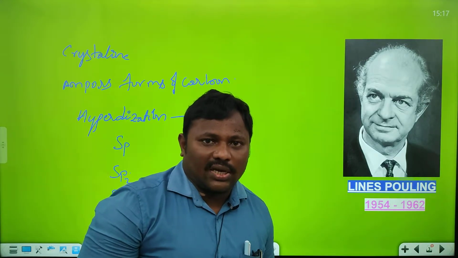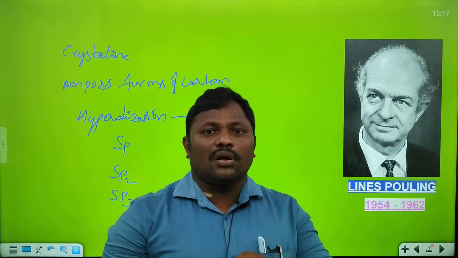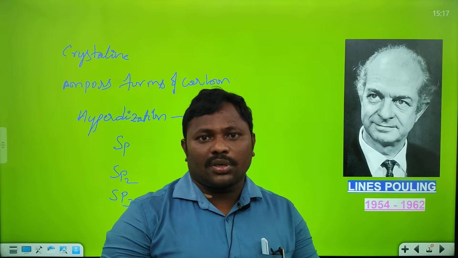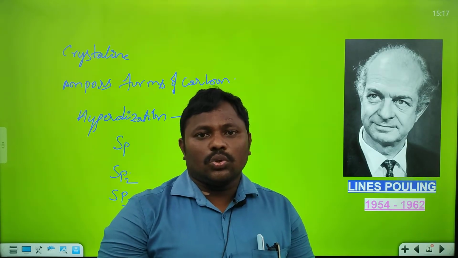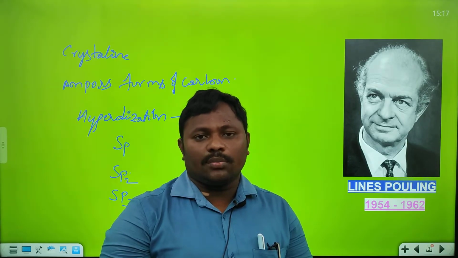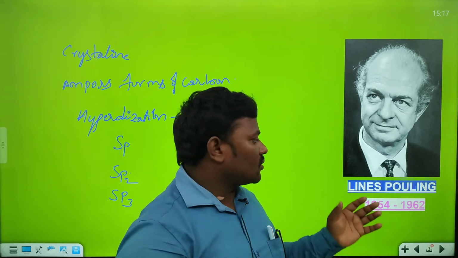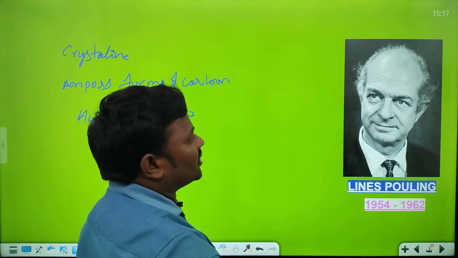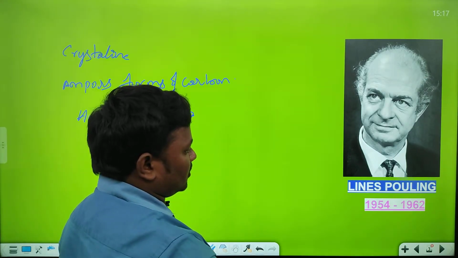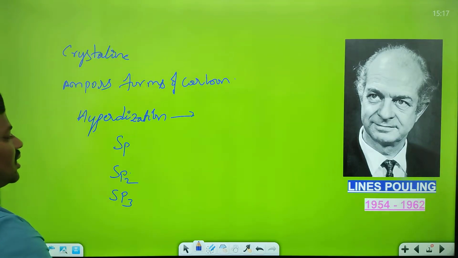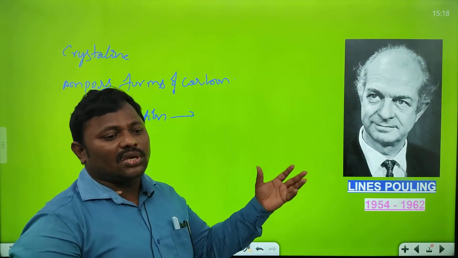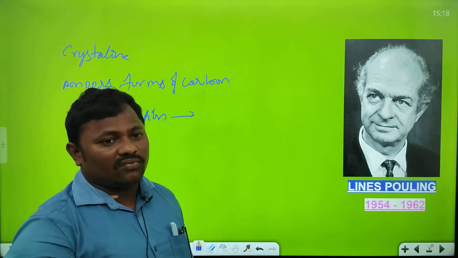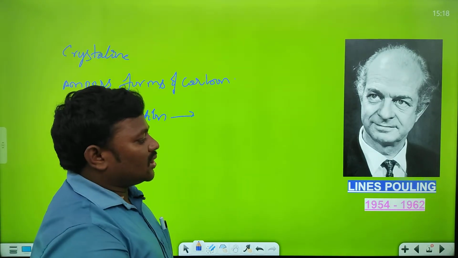Hybridization means the intermixing of atomic orbitals to form new hybrid orbitals. That we call hybridization. It was introduced by Linus Pauling. He received a Nobel Prize because of the introduction of this hybridization, and he worked from 1954 to 1962.